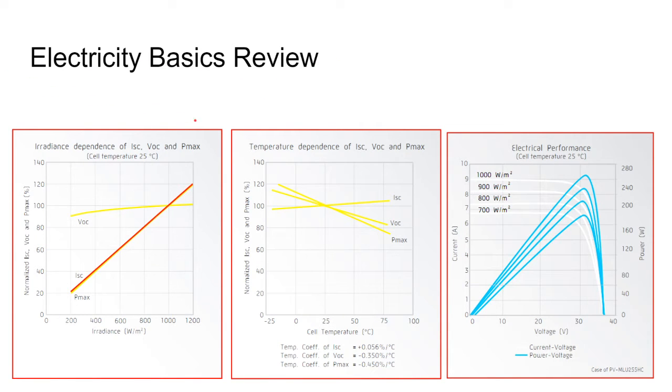Here are different charts that you can find on a module spec sheet. The first one is a graph of solar irradiance in watts per meter squared. That's the amount of sunlight measured in a given surface area. Remember, standard test condition is done at 1,000 watts per meter squared at a cell temperature of 25 degrees Celsius.